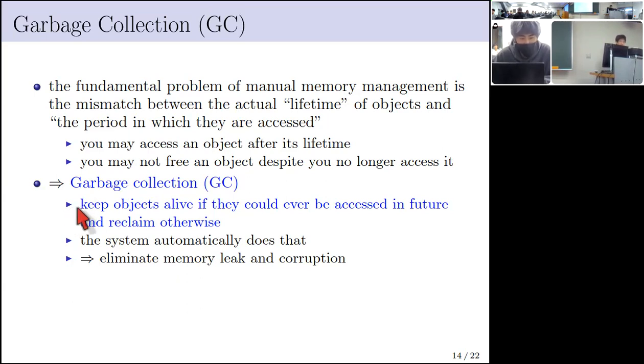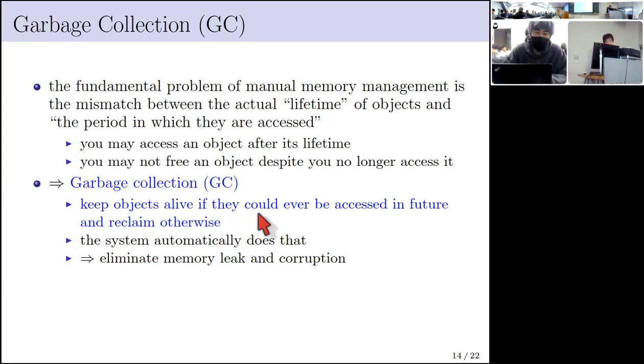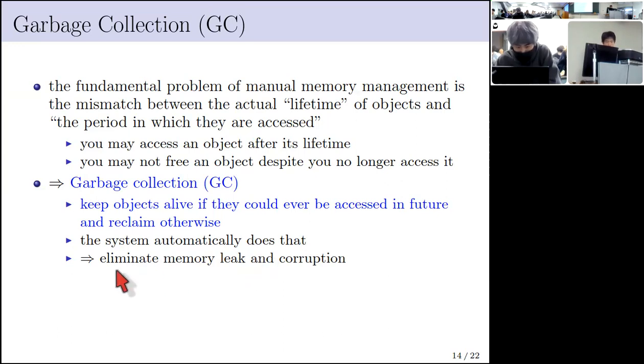So I'm going to make it more accurate later, but for now, what garbage collection is trying to do is to keep objects alive, the memory block alive, or retain the memory block, if they could ever be accessed in future, and reclaim otherwise. Now, it is essentially doing exactly what we wish them to do. The system automatically does that for you. And the end effect is to eliminate memory leak and memory corruption.